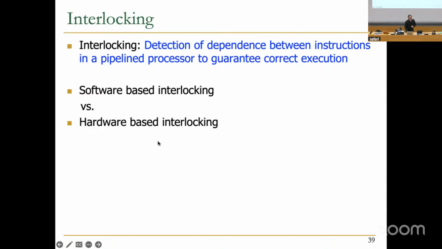Or you can do it hardware-based. Hardware-based meaning hardware detects the dependence between instructions. In modern processors, both are employed. We're going to talk about both, but we're going to especially look into hardware-based soon.